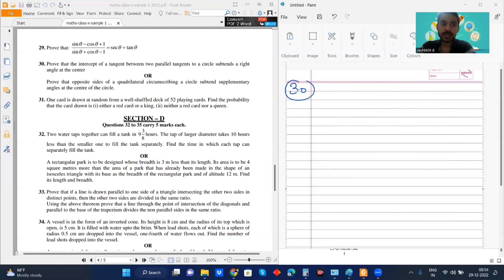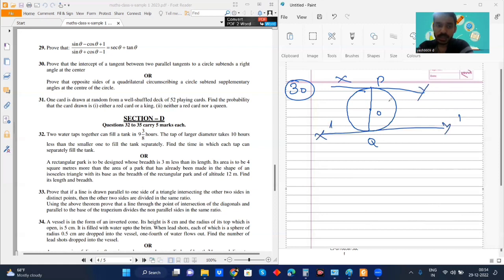Next, number 30. Prove that intercept of a tangent between two parallel tangents to a circle subtend a right angle at the center. So we'll consider a circle, center be O, diameter be PQ, and the tangent is XY and X dash Y dash. Now making a triangle.